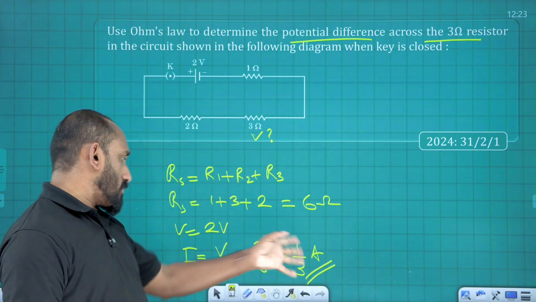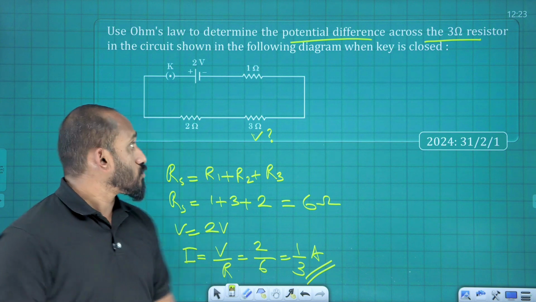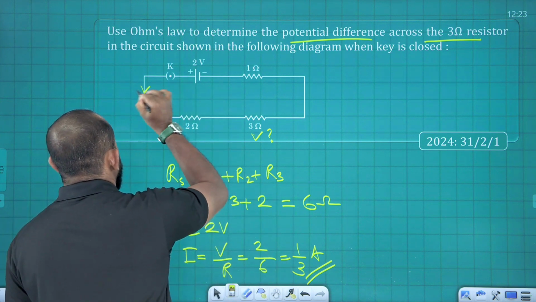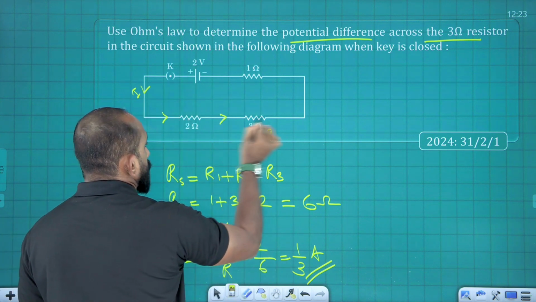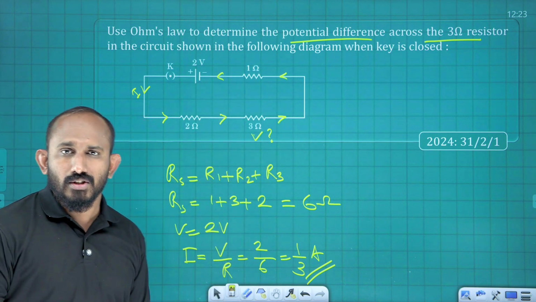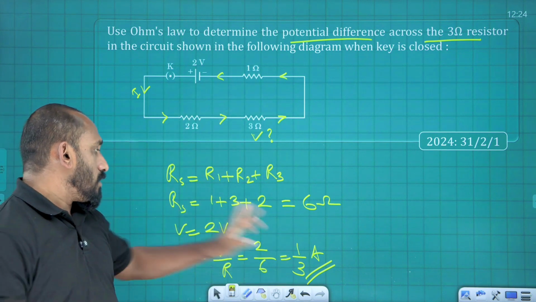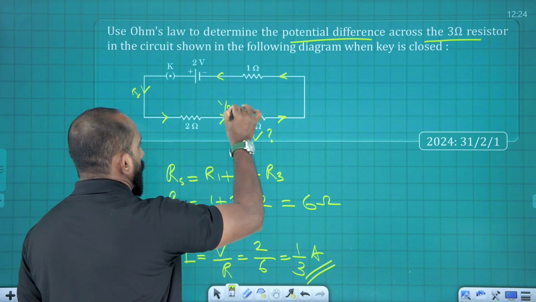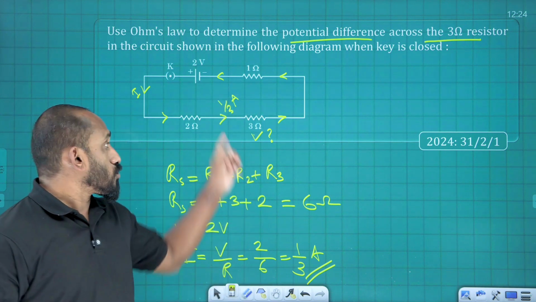0.33, you can keep it, or 1 by 3 ampere it is. That is I. So, here, positive to negative, this current I passes through each of the resistors of this circuit. So, how much current is passing? 1 by 3 ampere is passing, 1 by 3 ampere through the 3 ohm also.